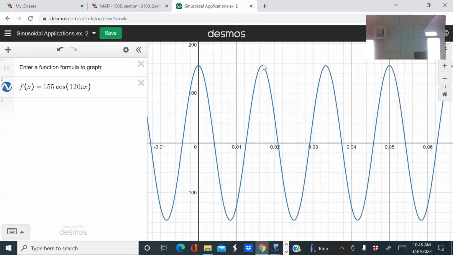So apparently from here to here is 1/60th. I don't know what 1/60th is in decimals. Must be 0.01667, right? Okay, and so ultimately we make 60 of those complete cycles, right, in 1 second.